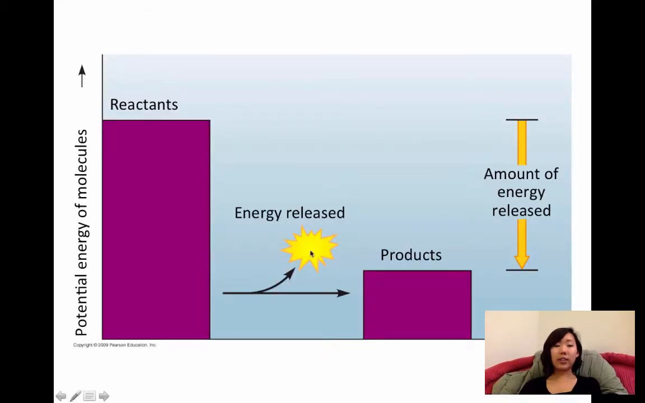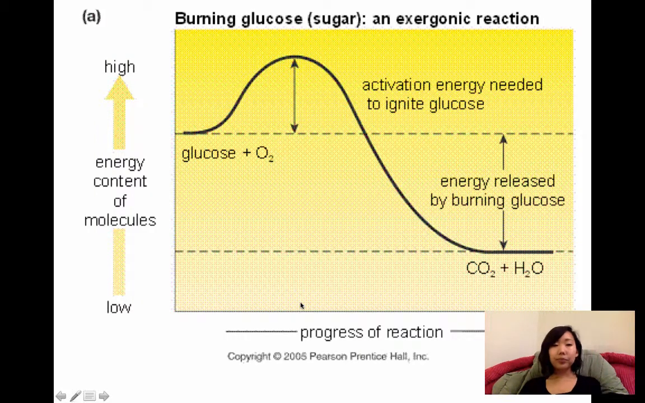This right here is a great diagram that just shows that your reactants start off with a lot higher potential energy, and as it moves down to the products, this excess energy is released. And this is just a chemical diagram suggesting the same thing. You can see the reactants here and then the products. This is for cellular respiration.